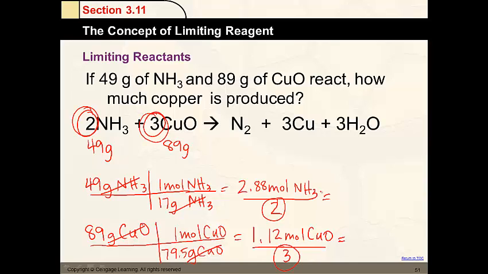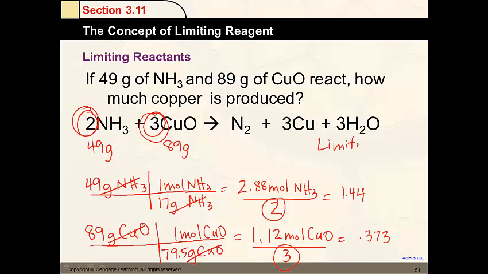And then you need to write in what you get for values. Okay, I just did the bottom one first because I had that on my calculator. This is 0.373. 2.88 divided by 2, well, of course, that's 1.44. Now, what do these numbers mean? The only reason that we would use these numbers is just to figure out which one's limiting.